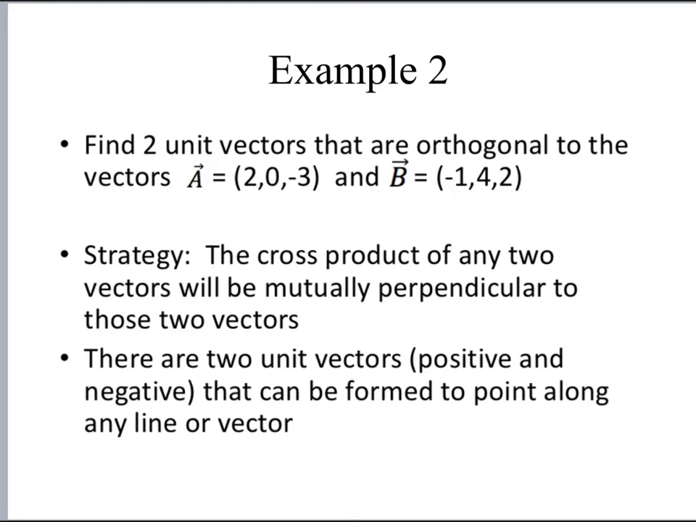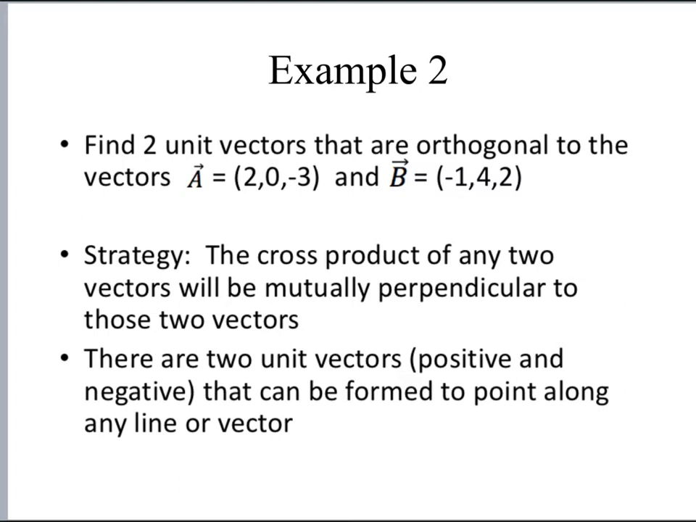Let's look at another example. This one's a little bit more challenging. So the question is to find two unit vectors that are orthogonal, that's a fancy word that means perpendicular, to the vectors A equal to 2, 0, minus 3, and B equal to minus 1, 4, 2. Of course, that 2 would be the x component, the 0 the y component, the minus 3 the z component of the vector A. That's another way of writing vectors. You don't always have to put in the hats, but sometimes I like to mix it up and show you different ways of doing things.